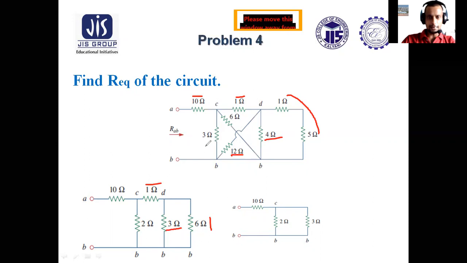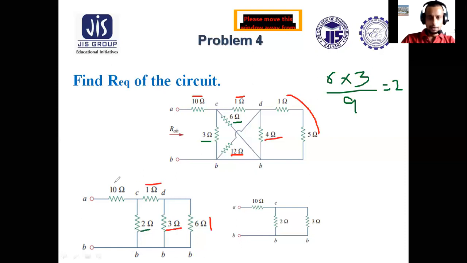Similarly, in between C and B, there is one 3 ohm. And between C and B, there is another 6 ohm. So combining 3 and 6 in parallel, these are in parallel now. From C to B, there is one 3, and from C to B, there is another 6. So the starting point and ending point for both 3 and 6 are the same, so these two will be in parallel. So the parallel combination equivalent resistance will be 6 into 3 by 6 plus 3, that is 9, which equals 2 ohm. So in between C and B, there is 2 ohm.